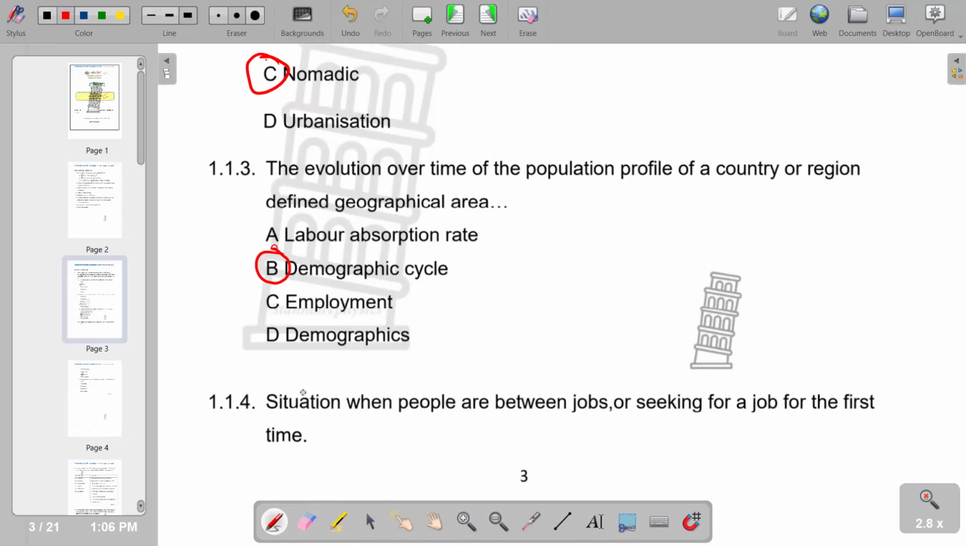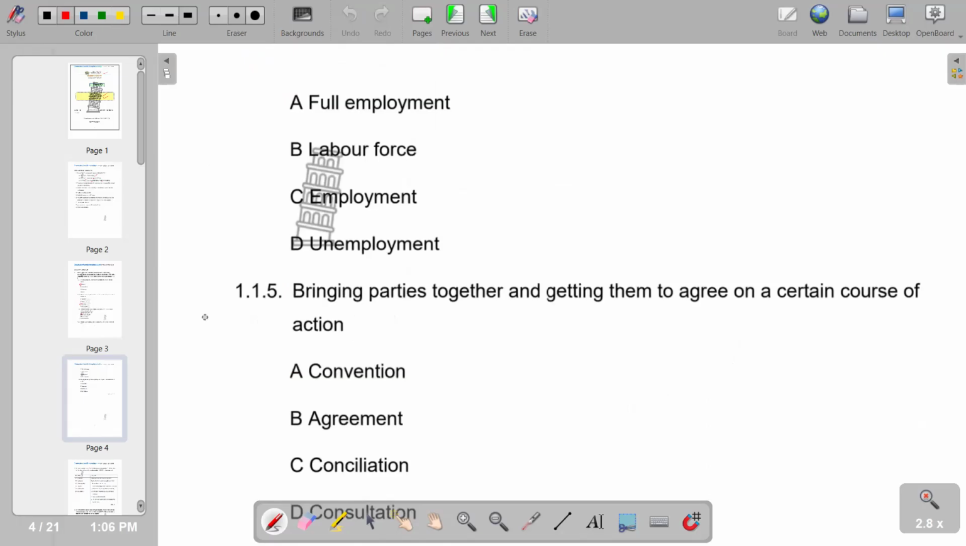So moving on to question four: situation when people are between jobs or seeking for a job for the first time. So obviously, according to the responses that we have, you would see that we have unemployment. So we have D as our answer. The number five, bringing parties together and getting them to agree on a certain course of action is conciliation. So we have conciliation, C.